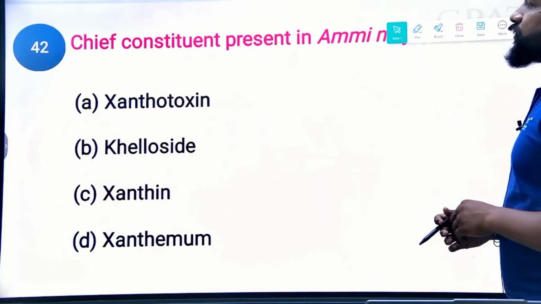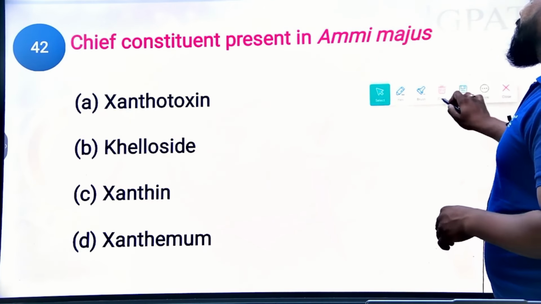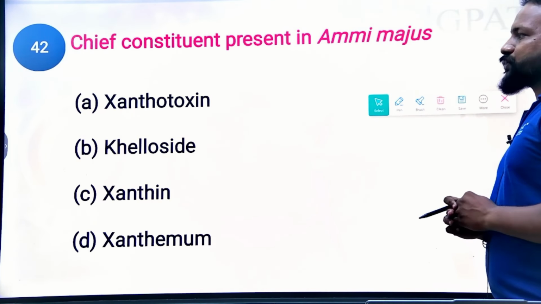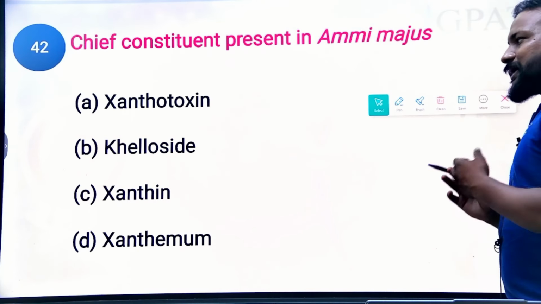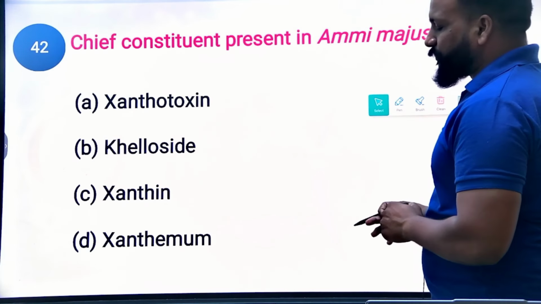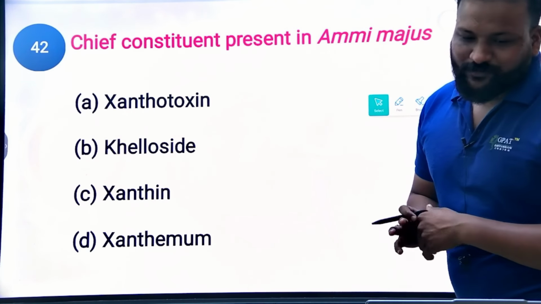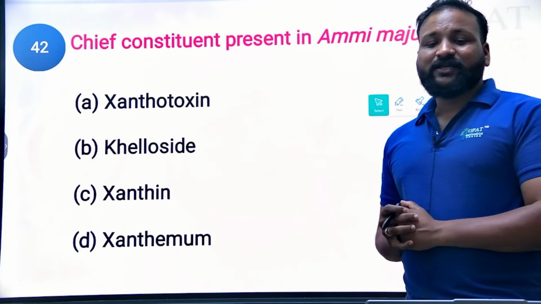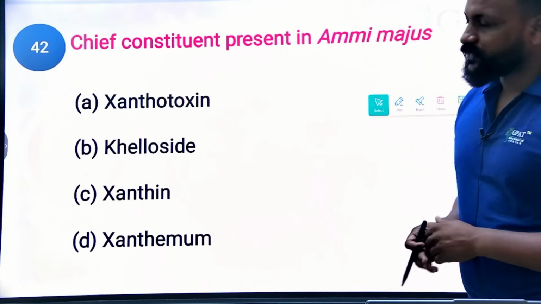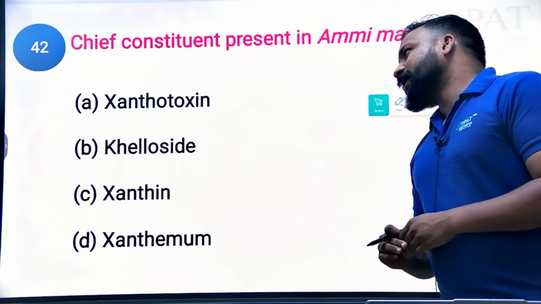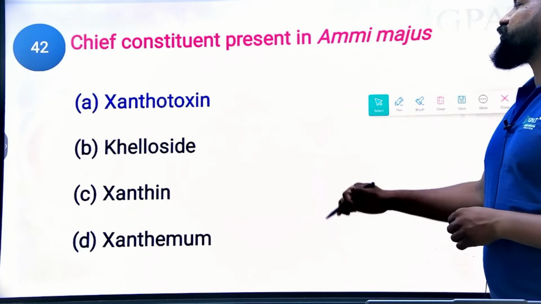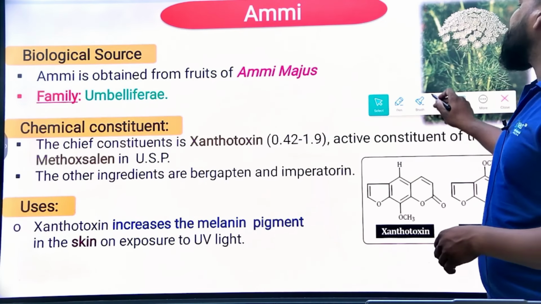Now, next question. Chief constituent present in Ammi majus. Options: xanthotoxin, caffeine, xanthine, and xanthoxylum. What's the right answer? Chief constituent present in Ammi majus. The right answer will be xanthotoxin. Xanthotoxin is the chief constituent present in the Ammi majus plant.